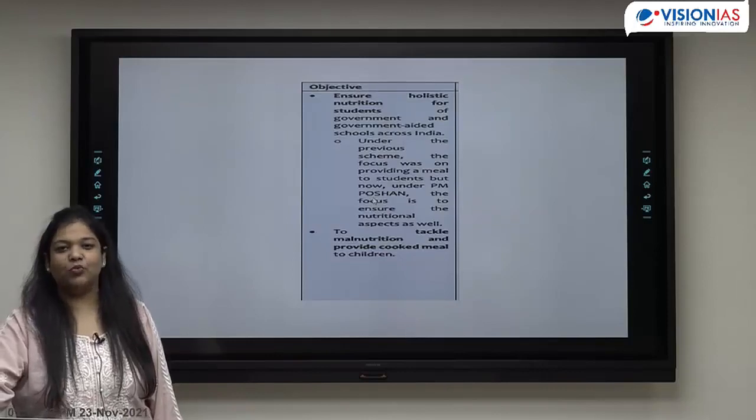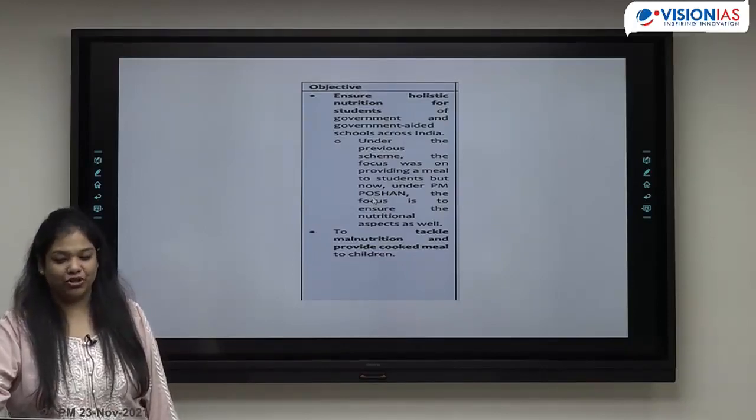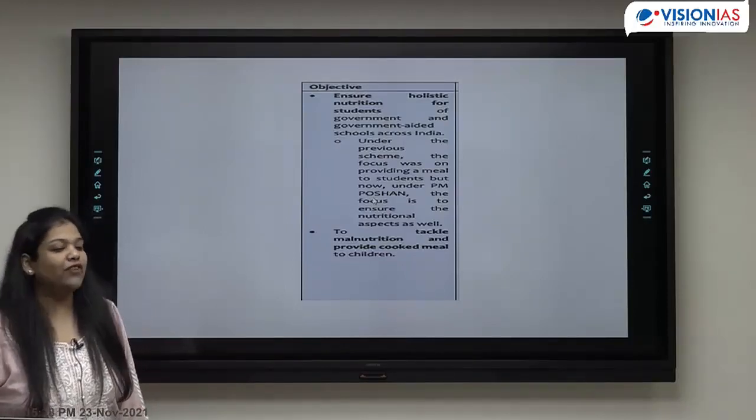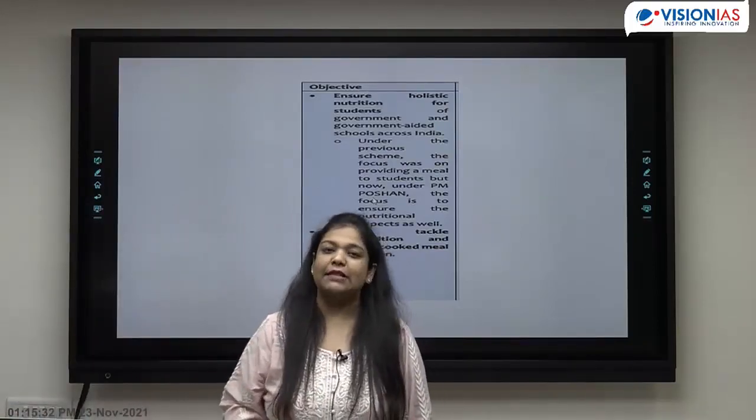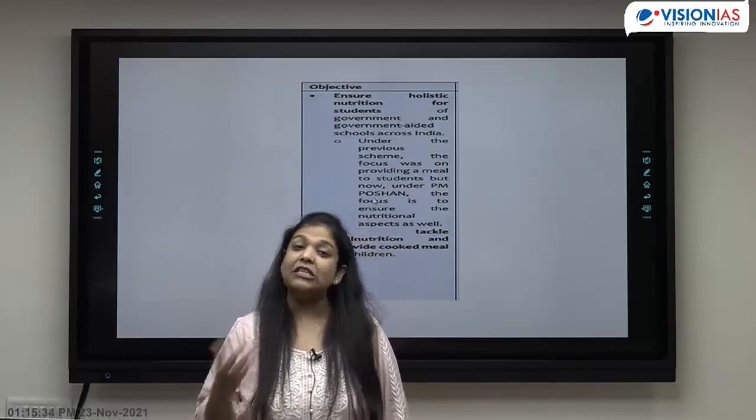So basically, the new scheme which has been introduced, or not a new scheme, a revamped and expanded version of midday meal which has been introduced is PM Poshan. Here it is saying that not only we are going to provide the food, the cooked meal, but also make sure that the meal which is being provided is nutritious.